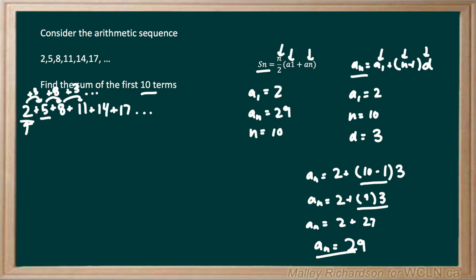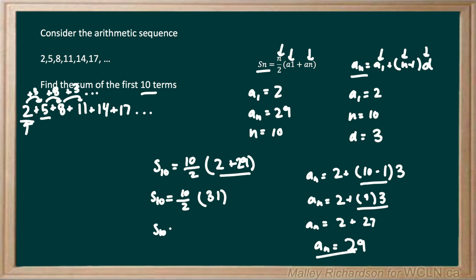So because we're solving for the sum of the first 10 terms, we're going to have S of 10 equals n over 2, which is 10 over 2, multiplied by a1, 2, plus a of n, which is 29. So first we're going to do inside the brackets. So S of 10 equals 10 over 2, 2 plus 29 is 31. And then we're going to do 10 divided by 2 to give us 5 multiplied by 31. So S of 10 equals 5 times 31, which gives us 155. So the sum of the first 10 terms in the series is 155.